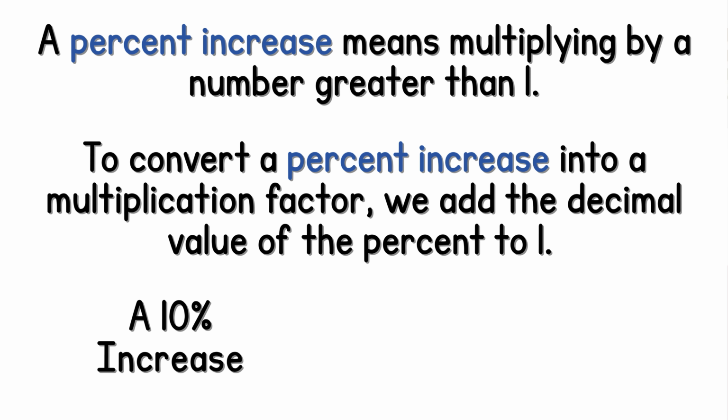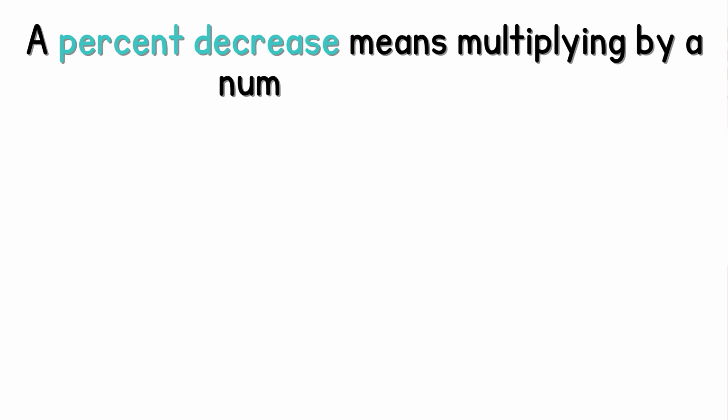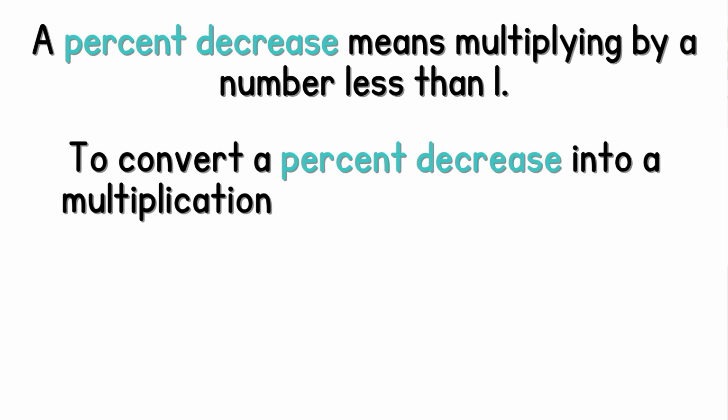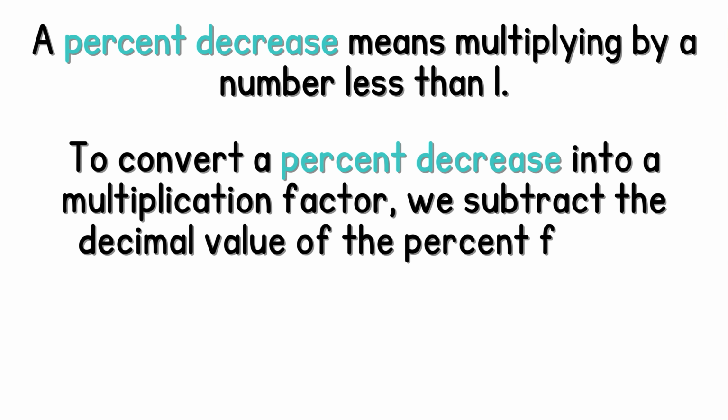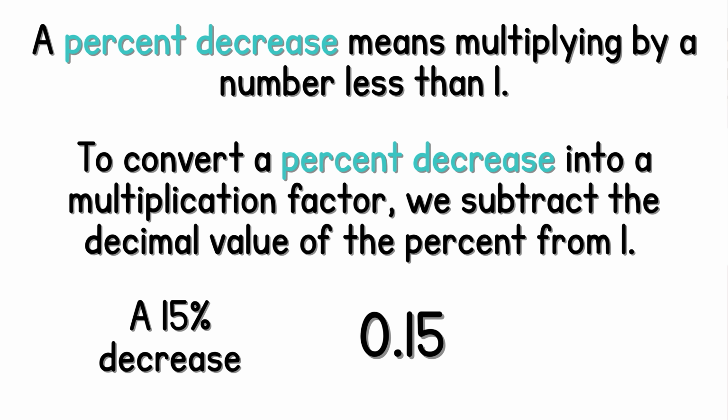So if we have a 10% increase, then we'll turn the 10% into a decimal of 0.10 and add 1 to it. So the multiplication factor will be 1.10. A percent decrease means multiplying by a number less than 1. So to convert a percent decrease into a multiplication factor, we subtract the decimal value of the percent from 1. So if we have a 15% decrease, then we'll turn the percent into a decimal of 0.15 and subtract that from 1. So we'll have a multiplication factor of 0.85.